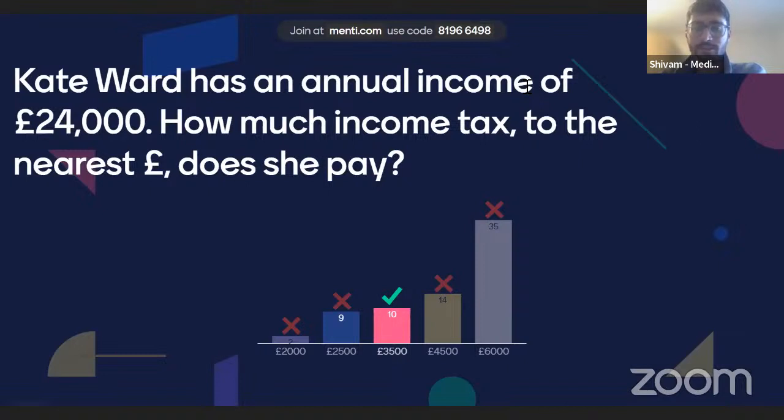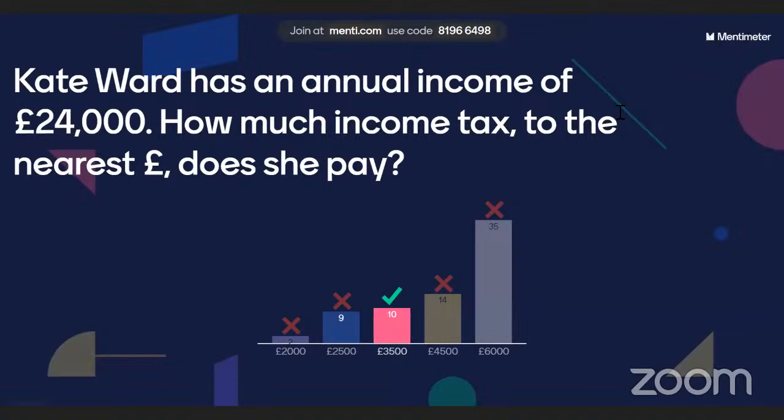But in terms of a question like this, can someone talk me through how the income brackets work? Does anyone understand how the income brackets work on a question like this? Because most people were a bit confused and chose 6,000. So Natalie, are you able to talk us through how the income brackets work?